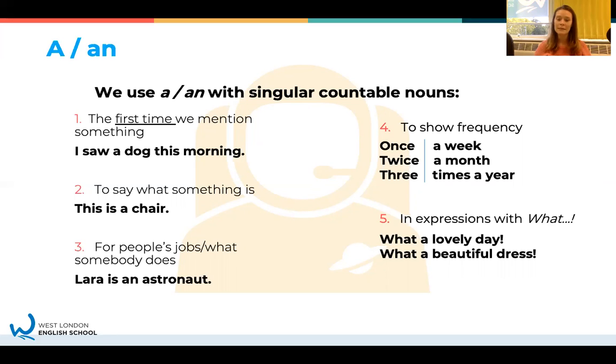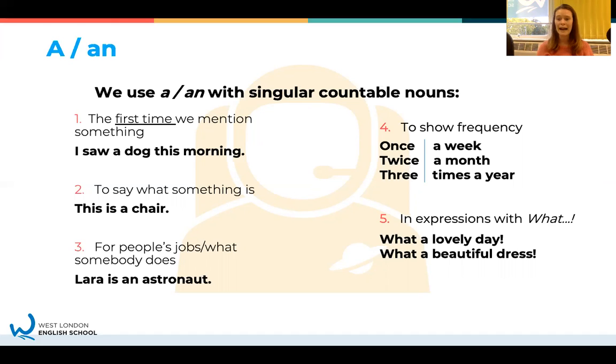So, like we said before, with I saw a dog this morning, this is the first time that we mention something. If you have a look at number 2 on here, to say what something is, this is a chair. This is a chair. This is a hand. These are fingers. If I'm talking about a singular noun, this is a finger. Yeah?